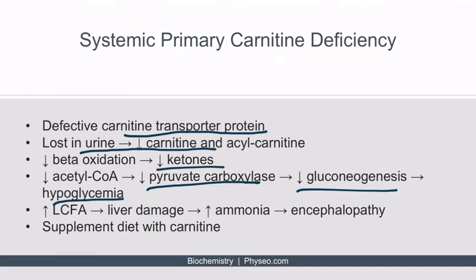Because long-chain fatty acids require the carnitine shuttle to enter the mitochondrial matrix, these will accumulate within the liver, so increased long-chain fatty acids. This results in liver damage and hyperammonemia, resulting in encephalopathy. Because the symptoms are a result of low levels of carnitine, supplementation with carnitine can improve the symptoms.